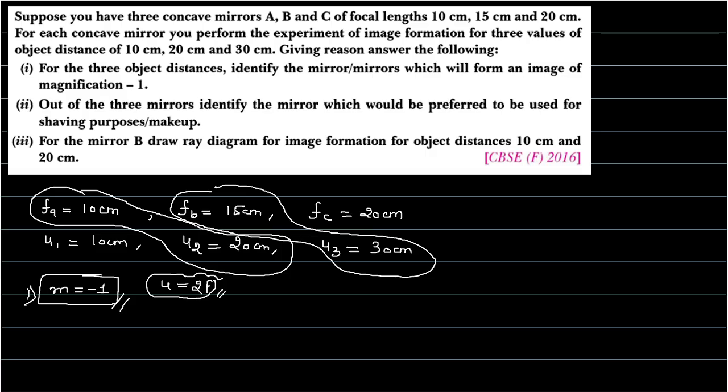Let's check question number 2. Out of the three mirrors, identify the mirror which would be preferred to be used for shaving purpose or makeup, right? Now we have already done this, that for shaving purpose and for makeup, we want the magnified image. That means the object should be placed between pole and focus, right? It should not be at focus, it should not be beyond focus, it should be between pole and focus.